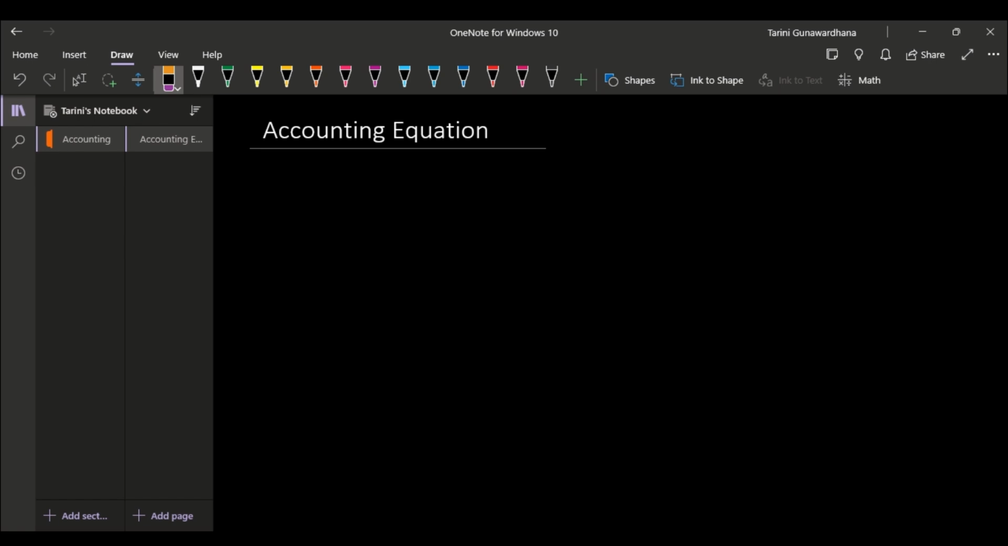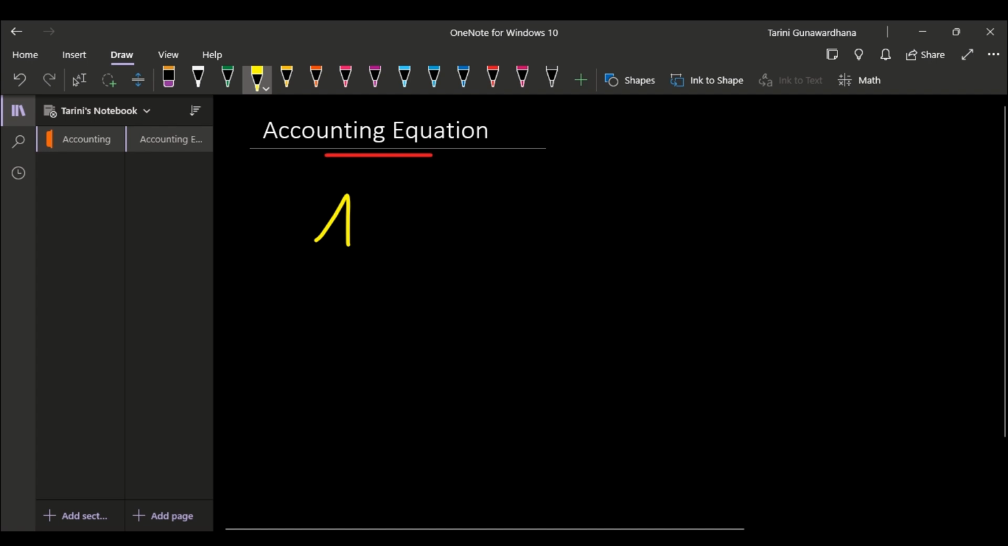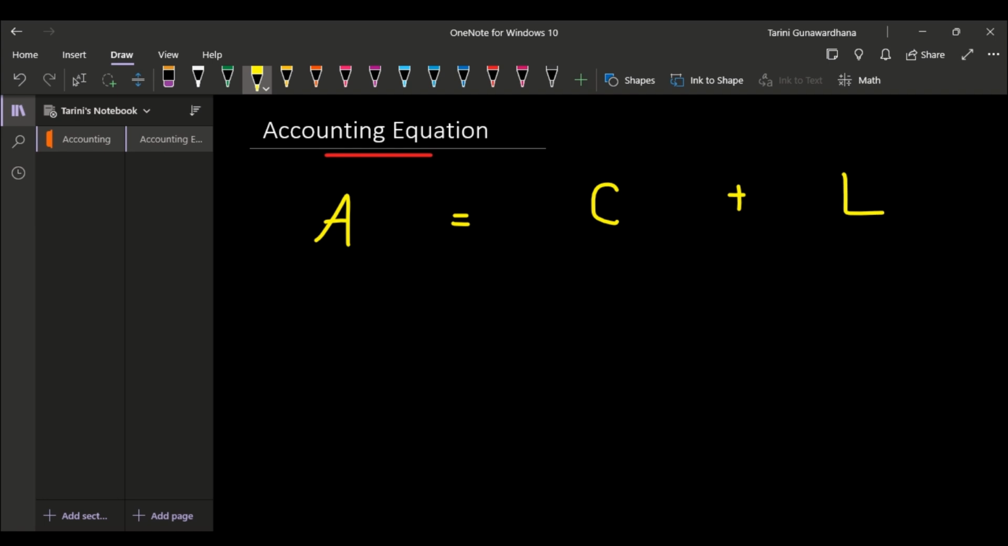So, what is the accounting equation? The basic accounting equation goes as assets equal capital plus liabilities. An alternative name for capital will be equity. You can use either one of them.